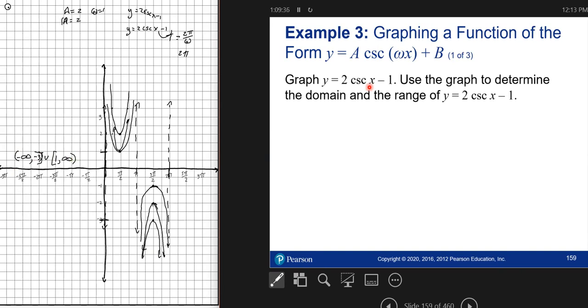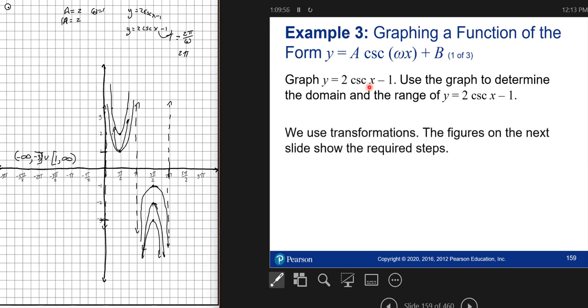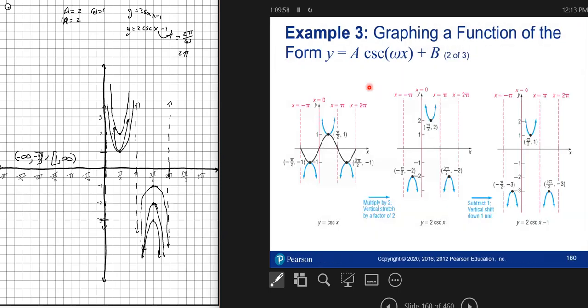And my x values remain the same. It's all real numbers except for k pi over 2, where k is an integer. So let's look at them talking about it. They started out with the sine function and the cosecant function together. And then once they start doing the transformations, they forget the sine function.